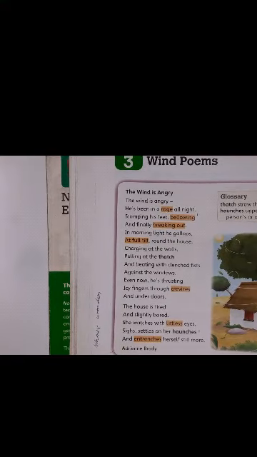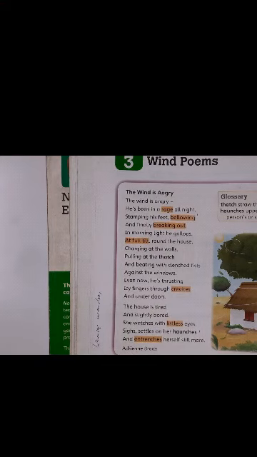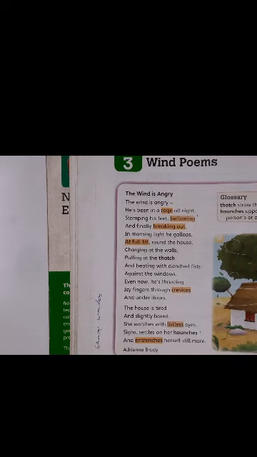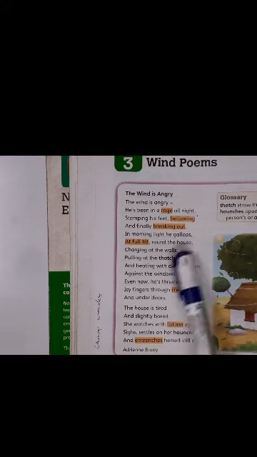Now children, what I want you to do is open your textbook to page 22. Are we on page 22? Wind poems. Yes. Now children, I want you to find out, give me some examples of nouns from this poem. What did we say nouns are? Person, place, animal, things. Think. Yes, house. House is a noun.